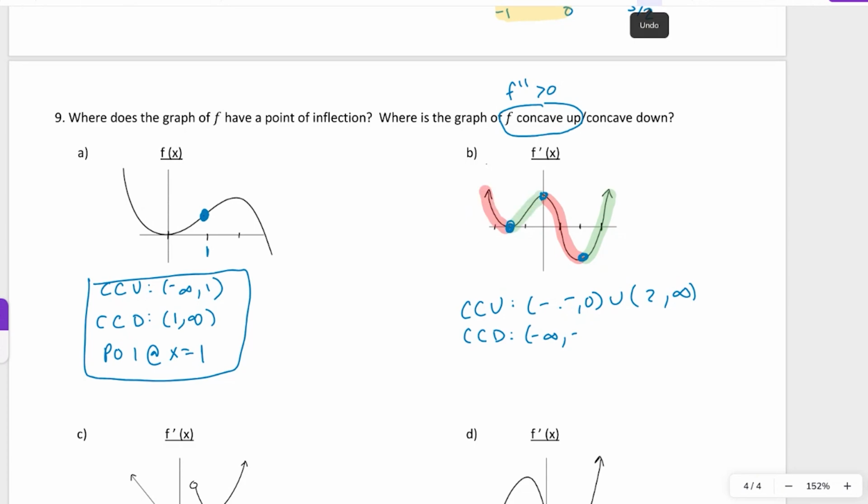Let's fix that. Concave up from negative 2 to 0, and from 2 to infinity. Concave down from negative infinity to negative 2, and from 0 to 2. And then we have 3 points of inflection. We're going to have one at x equals negative 2, one at x equals 0, and one at x equals 2.